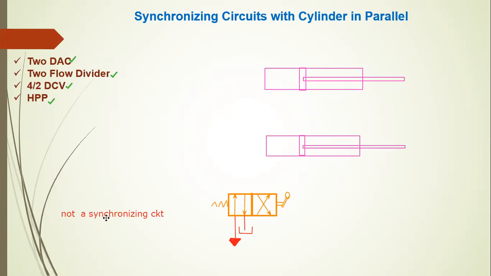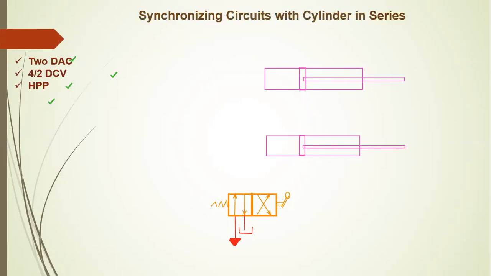Now we have to draw another circuit, a synchronizing circuit with cylinders in a series connection. Here the synchronizing circuit is connected in series. For a series connection, the required components are the same: first, a hydraulic power pack, a 4 by 2 direction control valve, and 2 double acting cylinders.